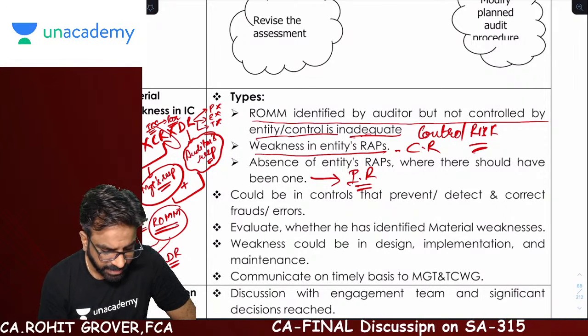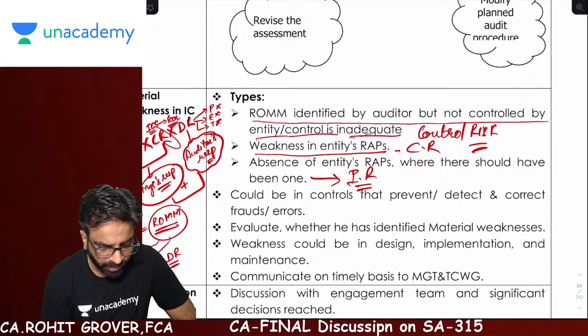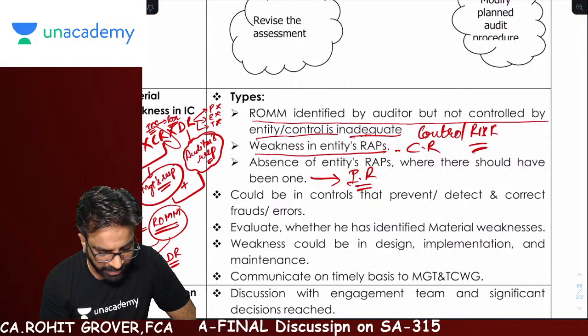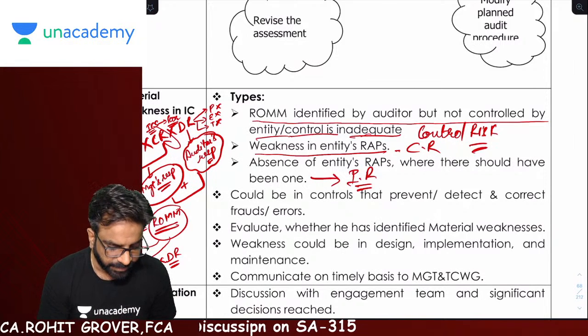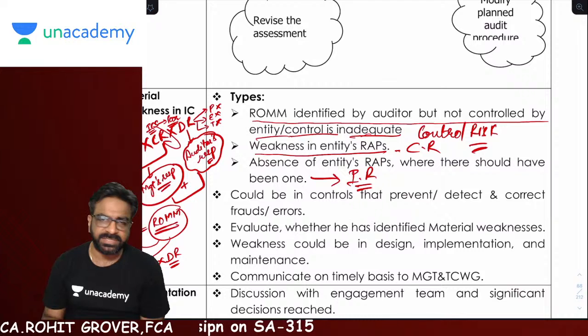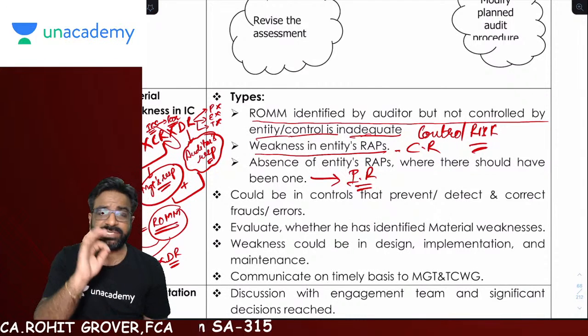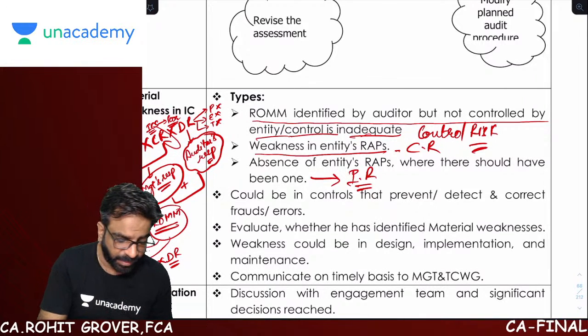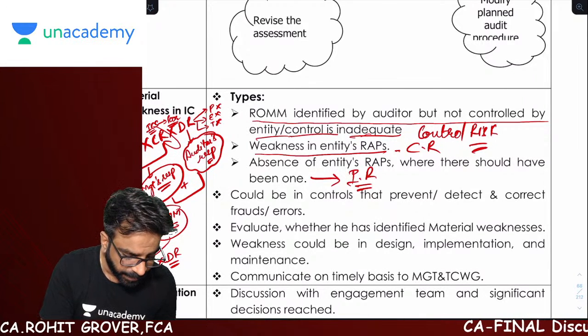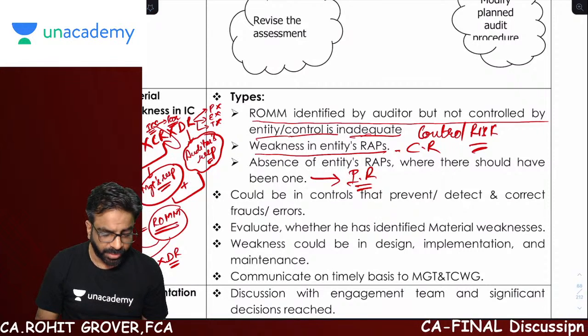Because there is a chance that we may provide an inappropriate opinion if controls are more effective, assuming they are effective. Very nice, Vinita. That's the reason. This is the main reason why there is an inverse relationship between inherent risk, control risk, and detection risk, everyone. I hope you all understood the concept.